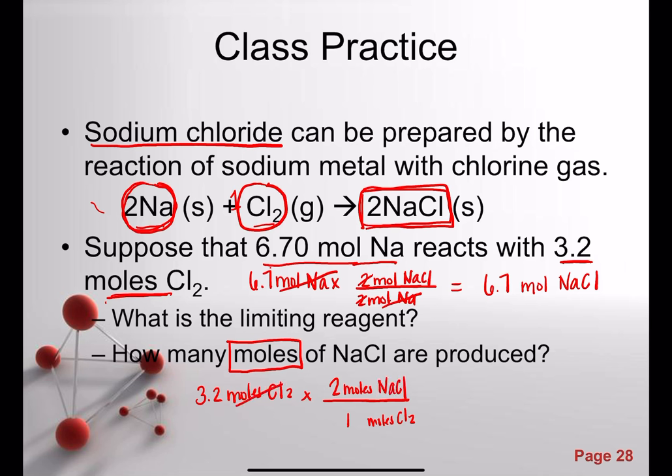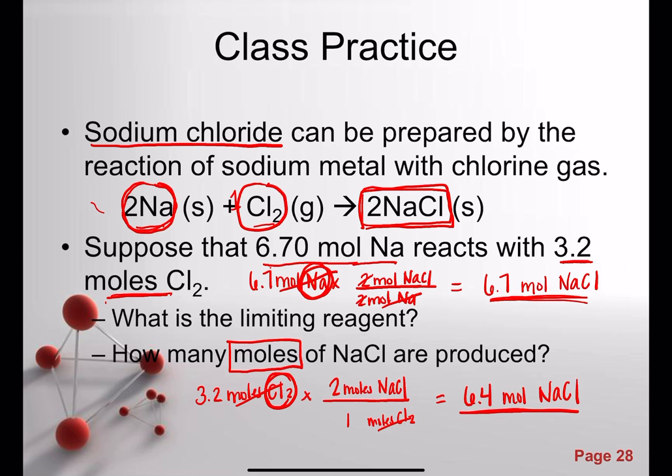Okay, we can cross that out, and it's going to leave us with 6.4 moles of NaCl. Okay? So we can look at both of our answers here. The sodium, which is what we started with here, we ran out after 6.7 moles of NaCl. The chlorine, with which we started on this problem, we ran out at 6.4 moles of NaCl.